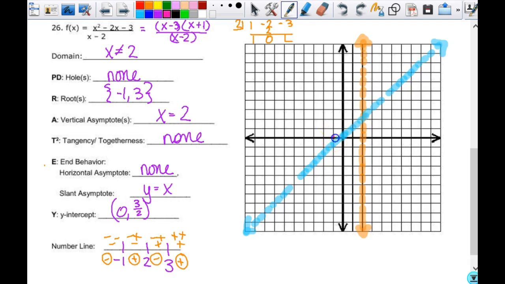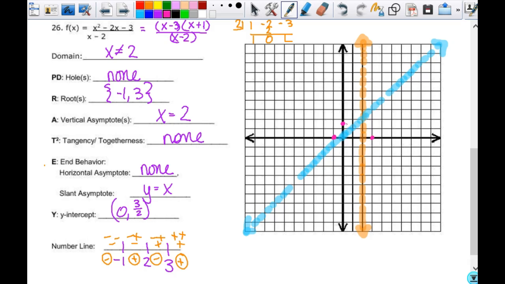I have a root at -1. I have one at 3, 2, 3. My y-intercept is (0, 3/2), so that's 1.5. And I'm right about there. Had no holes that I had to worry about or anything else.